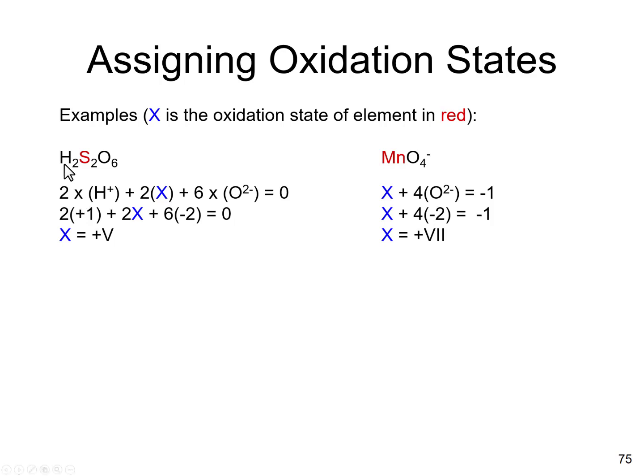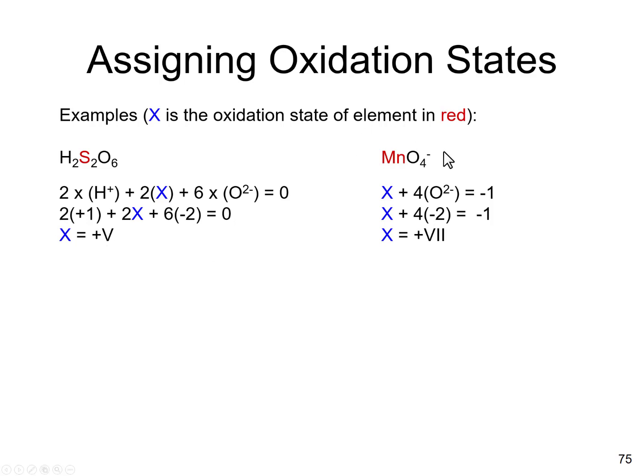How do we do that? We have two hydrogen atoms in this molecule, so we can write 2 times H+ plus 2 times the oxidation state of sulfur, plus 6 times the oxidation state or the charge of oxygen. And since this whole molecule is neutral, the sum of all these should give rise to 0. And so if we actually do this calculation, we end up with the oxidation state of sulfur as being +5.